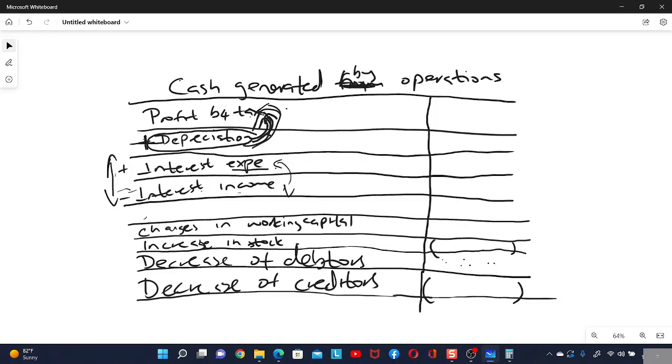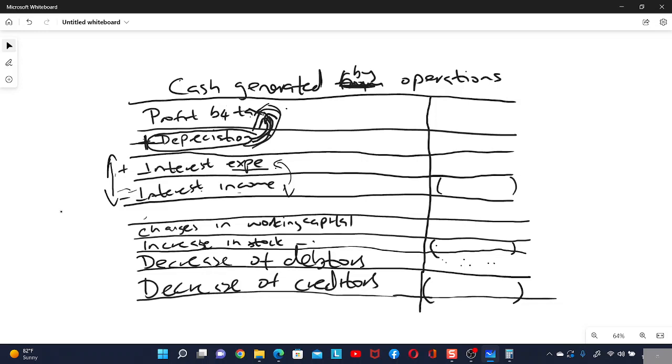So if there's an increase in trading stock, maybe it's because we bought the trading stock. So obviously, the business is losing money. So if the business is losing money, we have to put that in brackets.